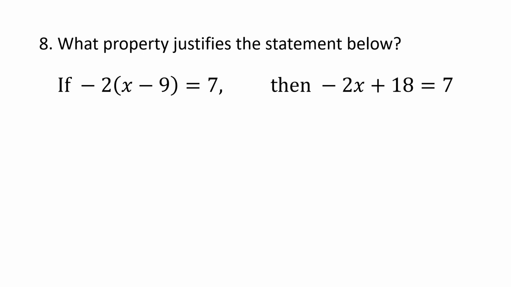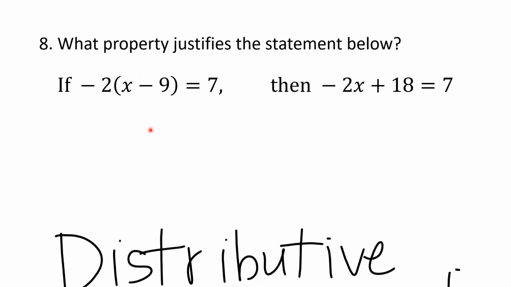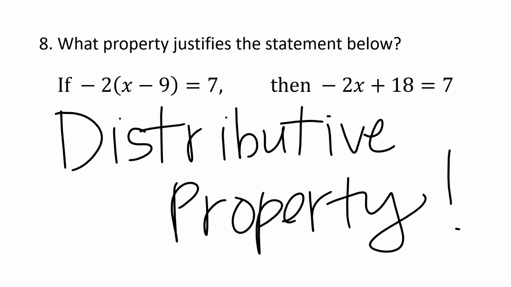All right, so here we've got another example, just naming the property. What property justifies the statement? If negative 2 times x minus 9 equals 7, then negative 2x plus 18 equals 7. What do you think happened? What did we do over here to change it to what we see on the right-hand side? We just multiplied through by negative 2, right? So what property is that? That's the distributive property.